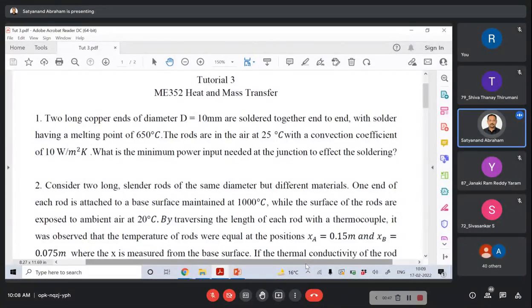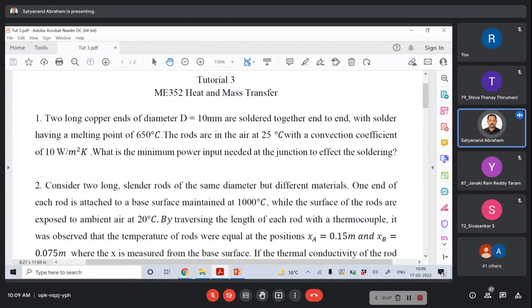So here it is given: two long copper rods of diameter d equal to 10 mm are soldered together end to end, with the solder having a melting point of 670 degrees Celsius. The rods are in air at 25 degrees Celsius with a convective coefficient of 10 watt per meter square Kelvin. What is the minimum power input needed at the junction to affect the solder?